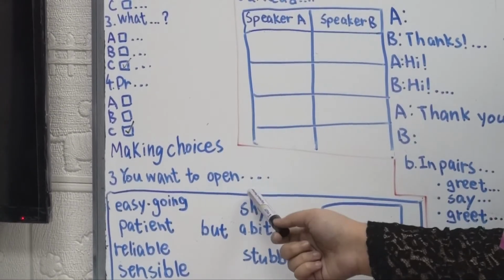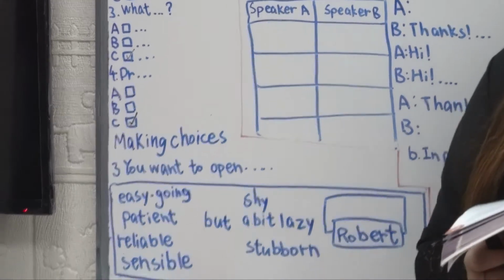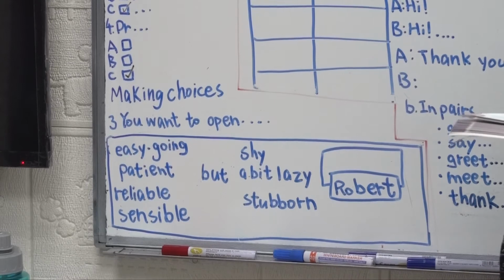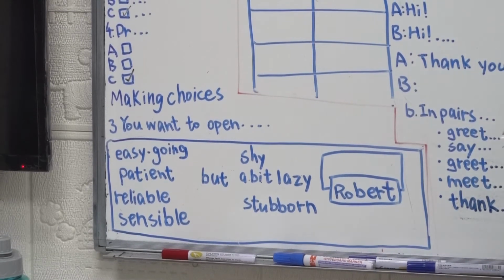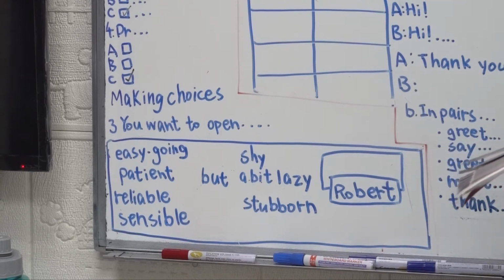Making choices. So let's read number 3, part 3. You want to open your own restaurant and you are looking for a partner. Which of the 2 people would you choose and why? Discuss in pairs and make your decision. So basically, which keyword should you underline? Open your own restaurant. Good. And looking for a partner.